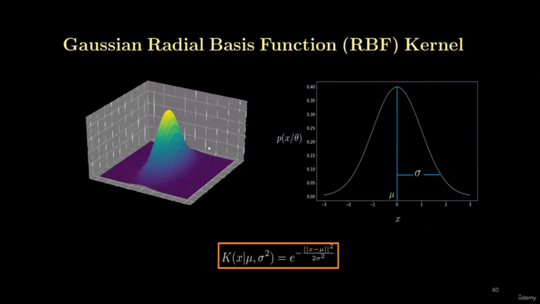There are many kernels which we can use with support vector machine. The famous kernel, or the kernel which performs well as compared to other kernels, is the Gaussian radial basis function, or in short, the RBF kernel. So this is our radial basis function or RBF kernel, and this is the equation of the radial basis function. This kernel is the Gaussian kernel, and this is the shape of the Gaussian kernel.